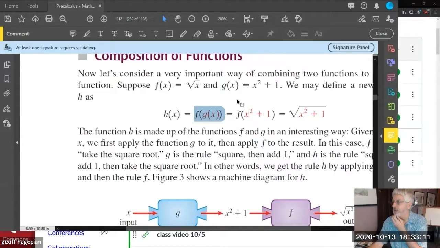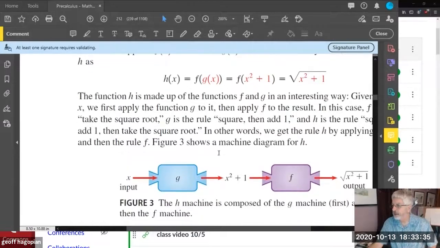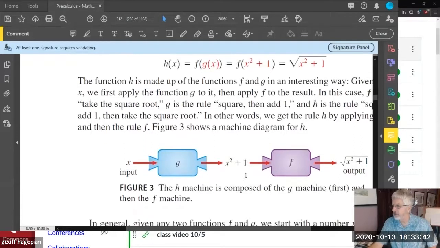Is that clear? So if g is the function x squared plus 1, and f is the function square root of x, then the output of g is the input to f. And what does f do to its input? It takes the positive square root. So that's the composition of those two functions written as a single function formula. The idea is you first plug into g, then you take the output of g as the input to f, and you get the output of f.